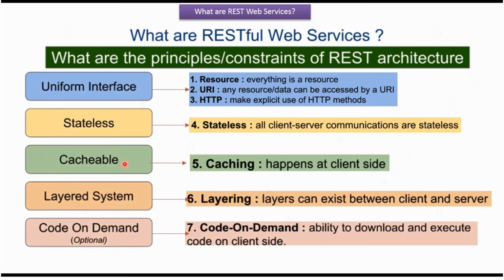The third one is cacheable. In RESTful web service, caching happens at the client side. The fourth one is layered system. In RESTful web service, layers can exist between client and server. We will see that. And the last one is code on demand. In the code on demand concept, we can download and execute code on the client side.